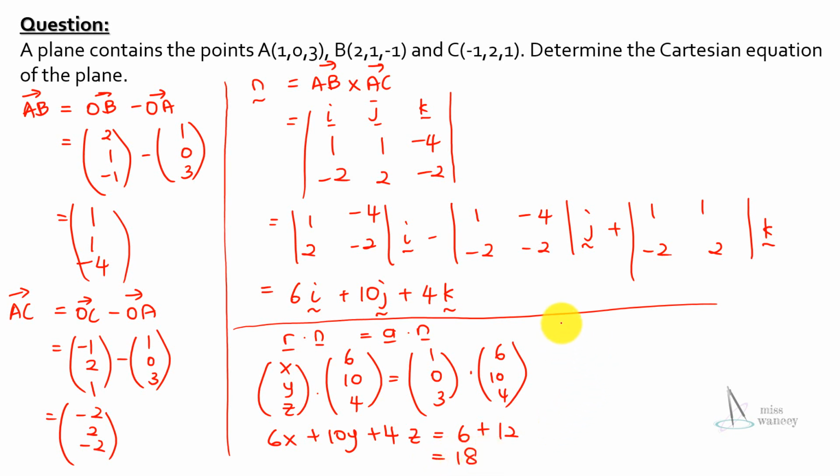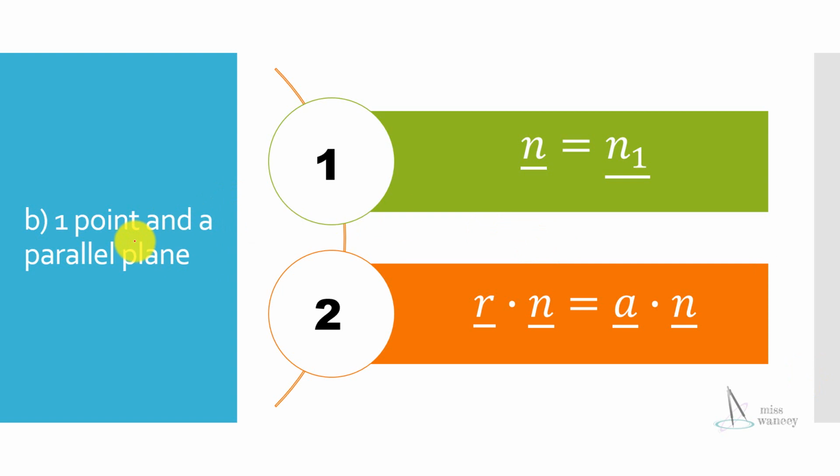So now let us divide everything by 2. Therefore, we get 3x plus 5y plus 2z equals 9. So that is the equation of the plane. Okay, so let us proceed to the second case. If let's say we are given 1 point and a parallel plane. This is the plane that we want to find, pi. And then we have a parallel plane over here.